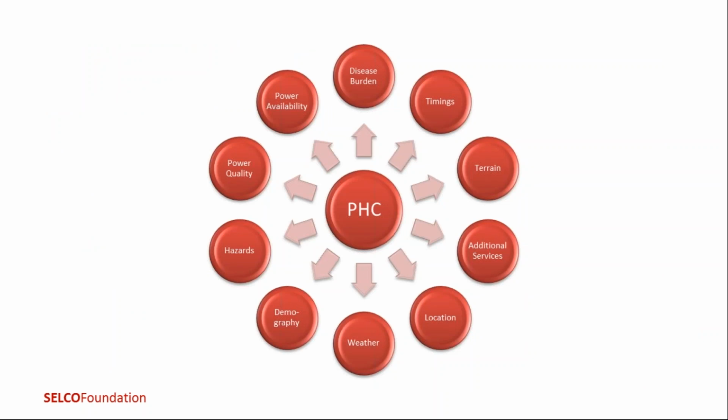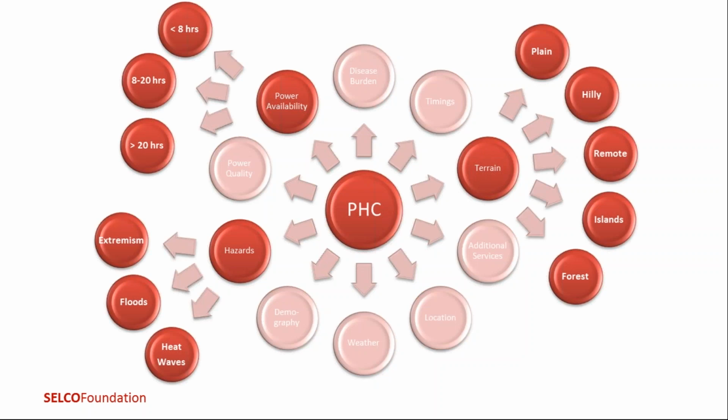There are 28,000 PHCs in India, and even though the objective is to move all of them towards an IPHS standard, the reality on the ground means each health center caters to a different type of health need. That can mean the PHC itself being located in a different terrain, in a different weather scenario. It could provide additional services.